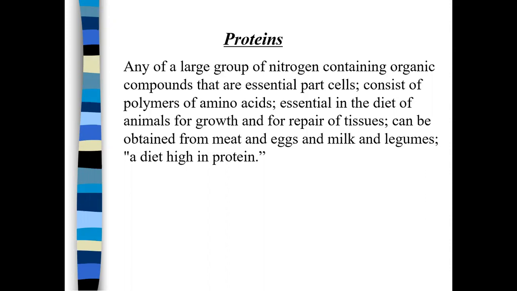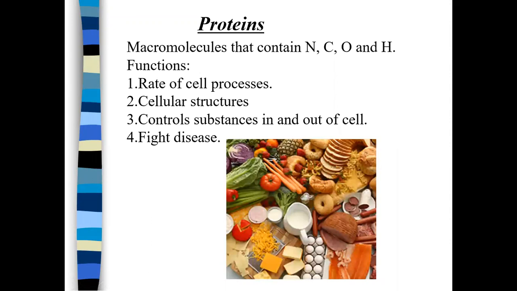Basically, amino acids are the building blocks of proteins. The unit of proteins are amino acids. Proteins are essential in the diet of animals for growth and for repair of tissues, and can be obtained from meat, eggs, meals, legumes, etc. So this is just a brief introduction of proteins. We'll discuss proteins in detail in the further slides.